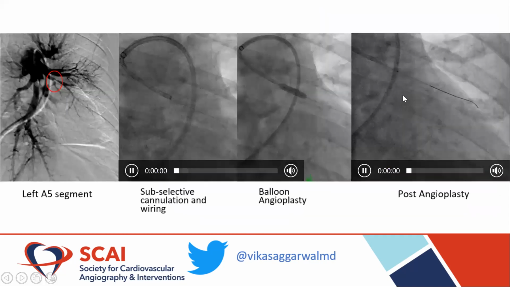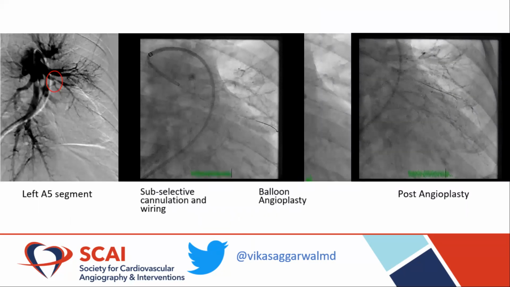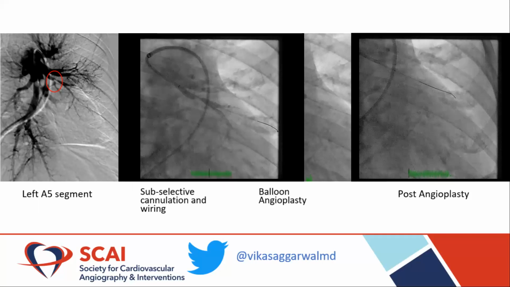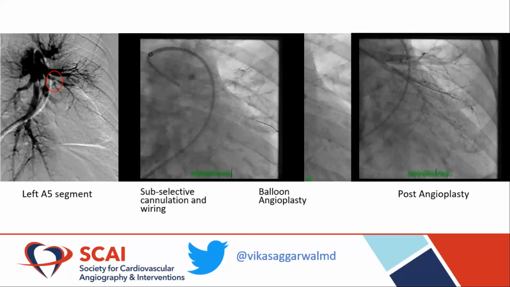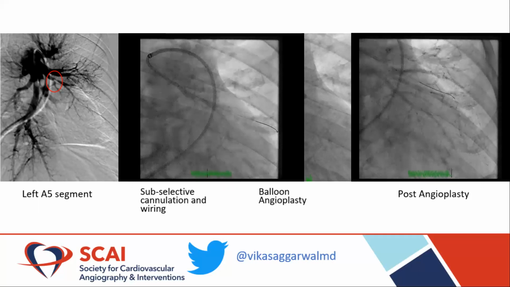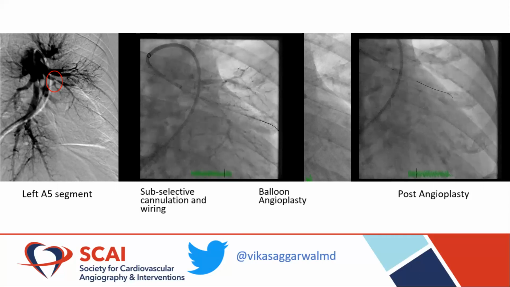Onto the left A5 segment now. Here we use a CHAMP guide in conjunction with a guide extension catheter to subselectively cannulate the left A5 segment. It's crossed and it's ballooned, and the post-BPA result is all the way to your right here.